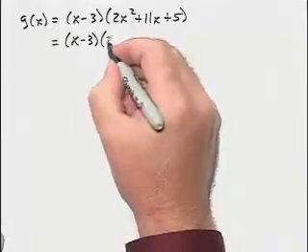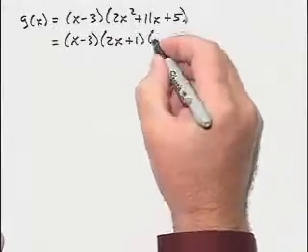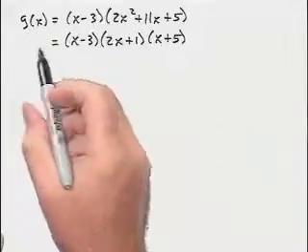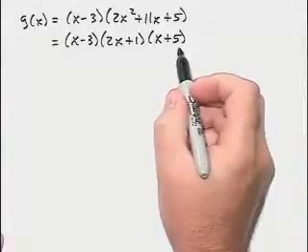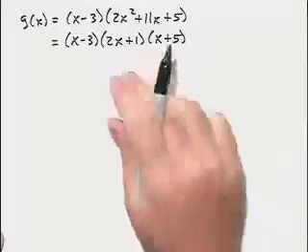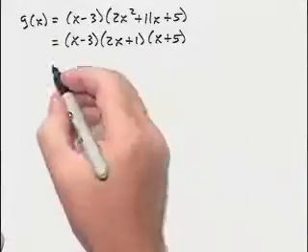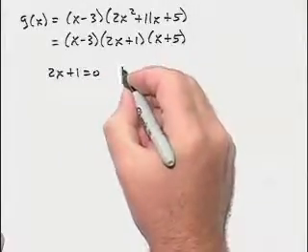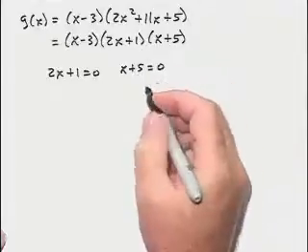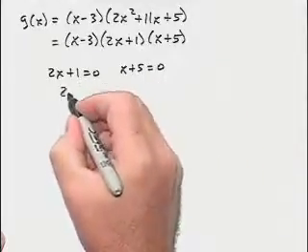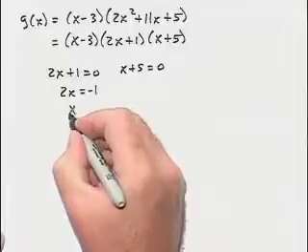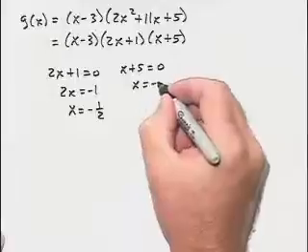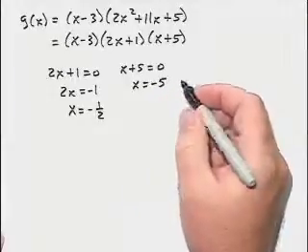We get x minus 3 times 2x plus 1 times x plus 5. So here we have our function g of x in factored form. To find the remaining zeros, set our last two factors equal to 0 and solve. We get 2x plus 1 equals 0. X plus 5 is equal to 0. So solving this equation, we get 2x equals negative 1, or x is negative 1/2. This equation will end up with x is equal to negative 5.